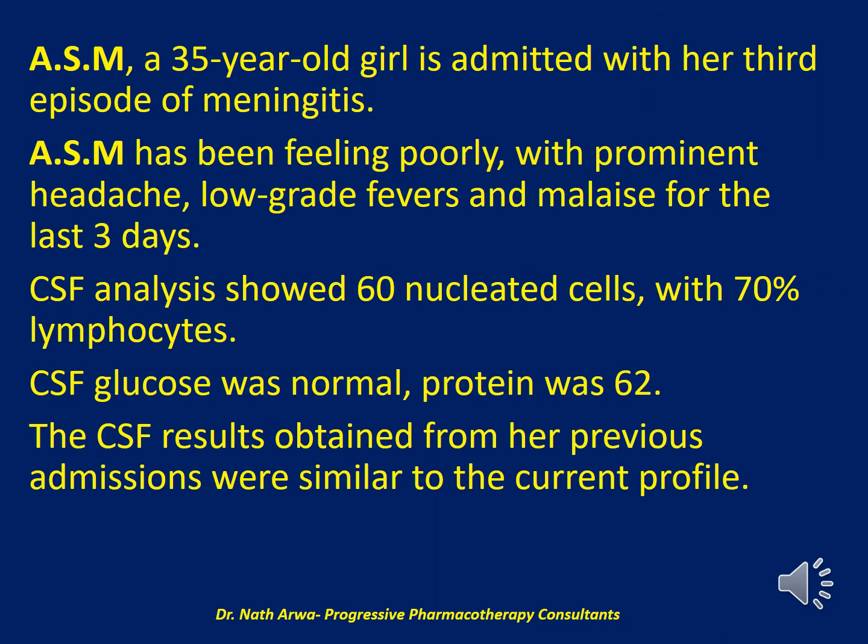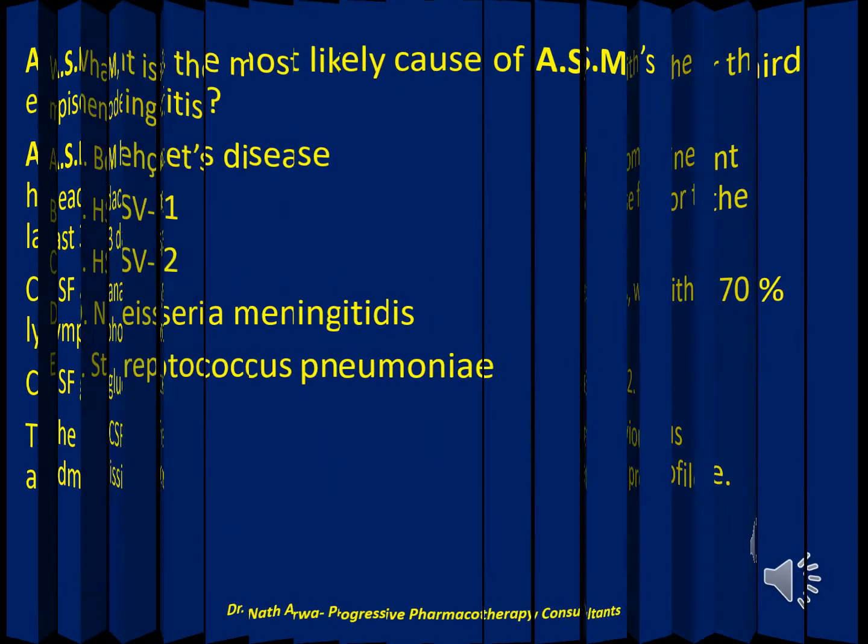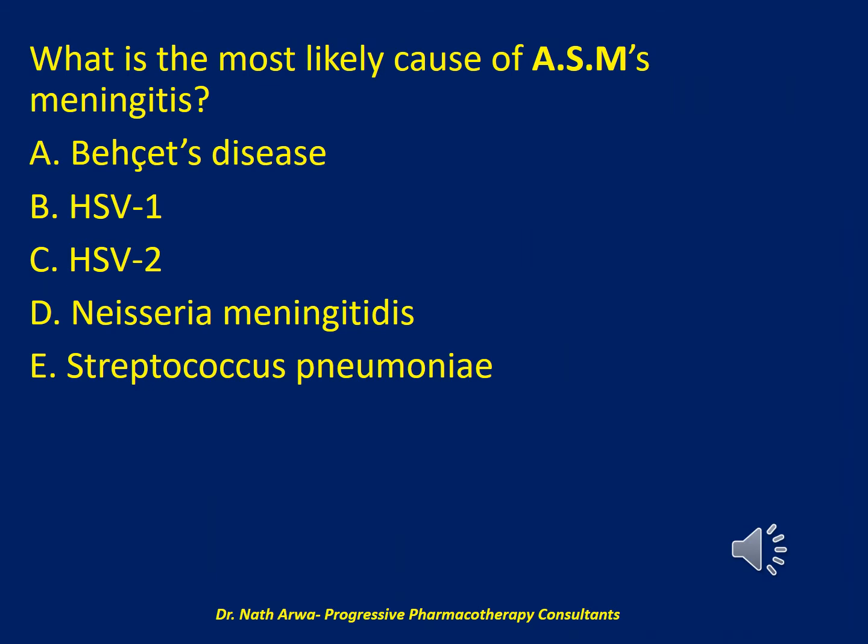And the next question reads, ASM, a 35-year-old girl is admitted with her third episode of meningitis. ASM has been feeling poorly, with prominent headache, low-grade fevers and malaise for the last 3 days. CSF analysis showed 60 nucleated cells, with 70% lymphocytes. CSF glucose was normal, and protein was 62. The CSF results obtained from her previous admissions were similar to the current profile. So my question to you is, what is the most likely cause of ASM's meningitis?